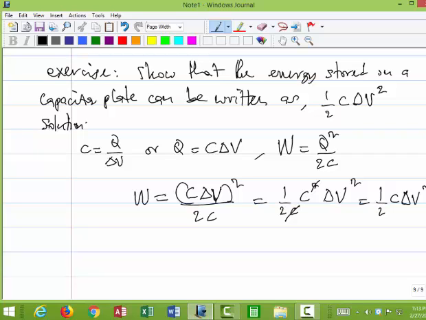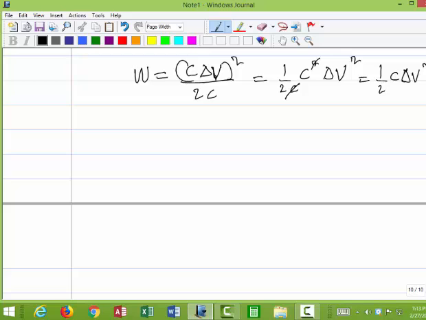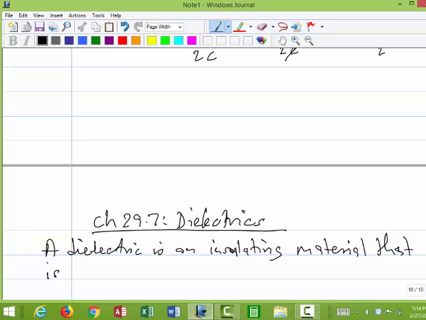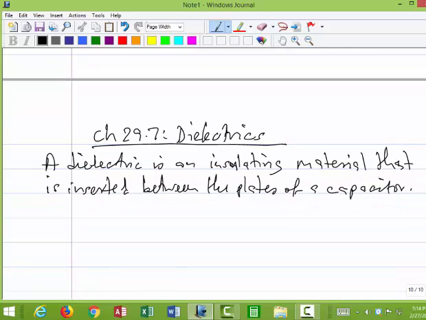Okay. Let's finish up with dielectrics, 29.7. I'll put a new page up. Dielectrics. So a dielectric typically would be an insulating material that is inserted between the plates of a capacitor. And typically what that will do is to increase the capacitance. So a dielectric typically increases the capacitance of the capacitor.